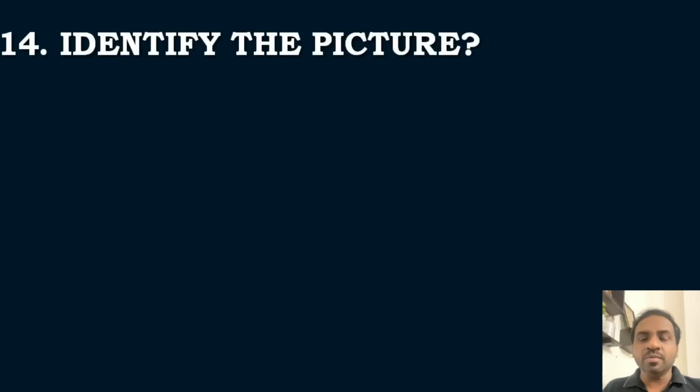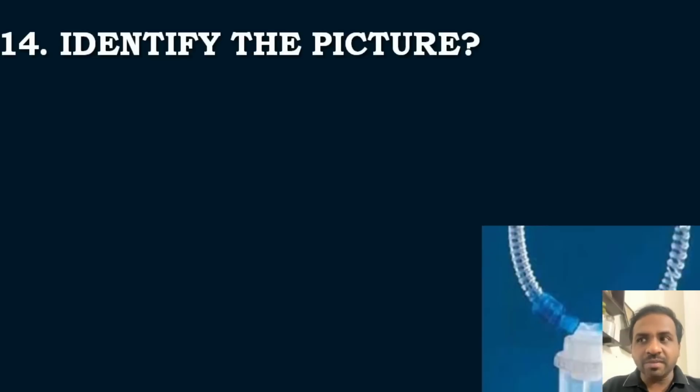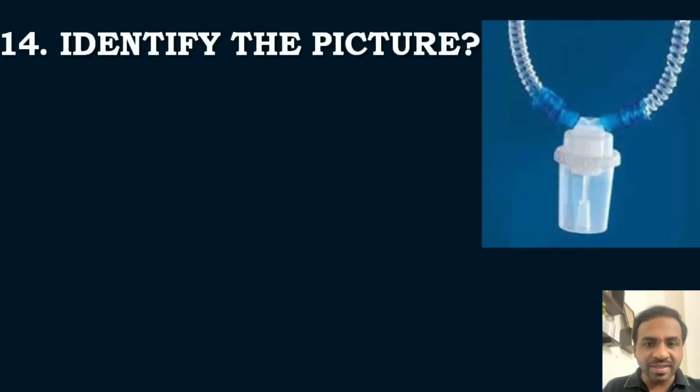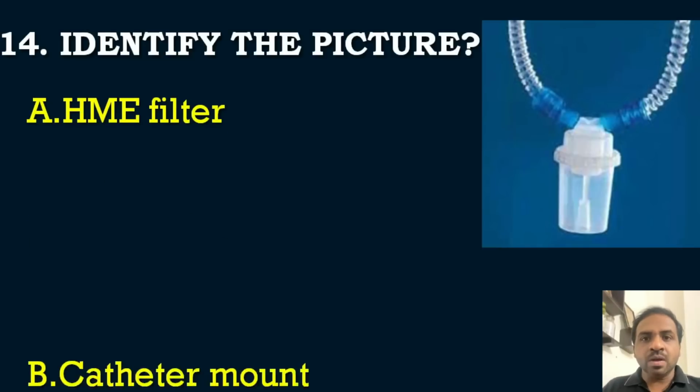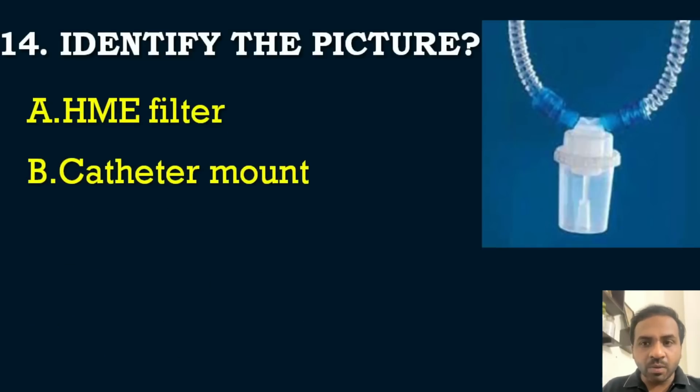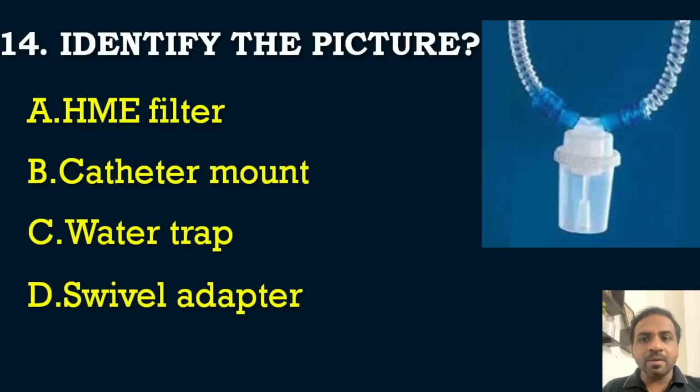Now we will move on to the second last question, which is a picture based question, and your task is to identify the picture I have shown on the screen. This is the picture that you have to identify. The options are option A, HME filter, option B, catheter mount, option C, water trap, option D, swivel adapter.